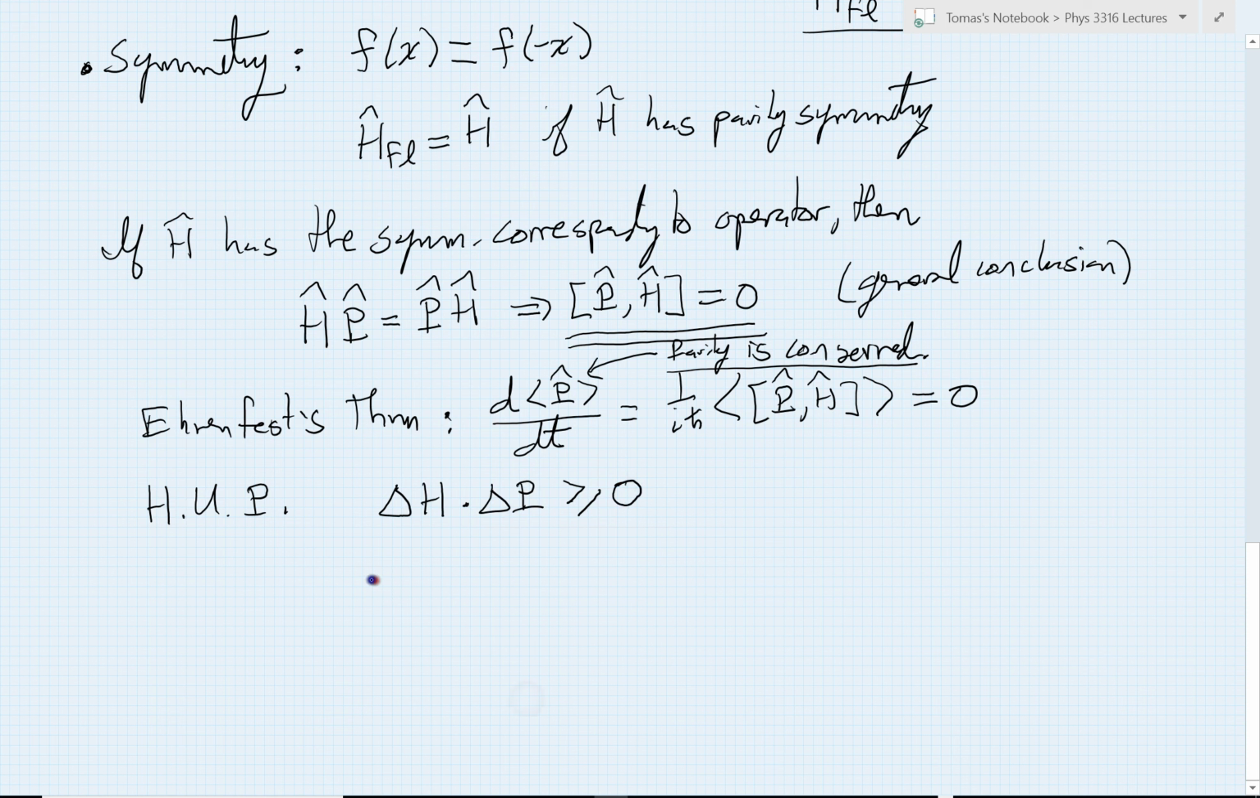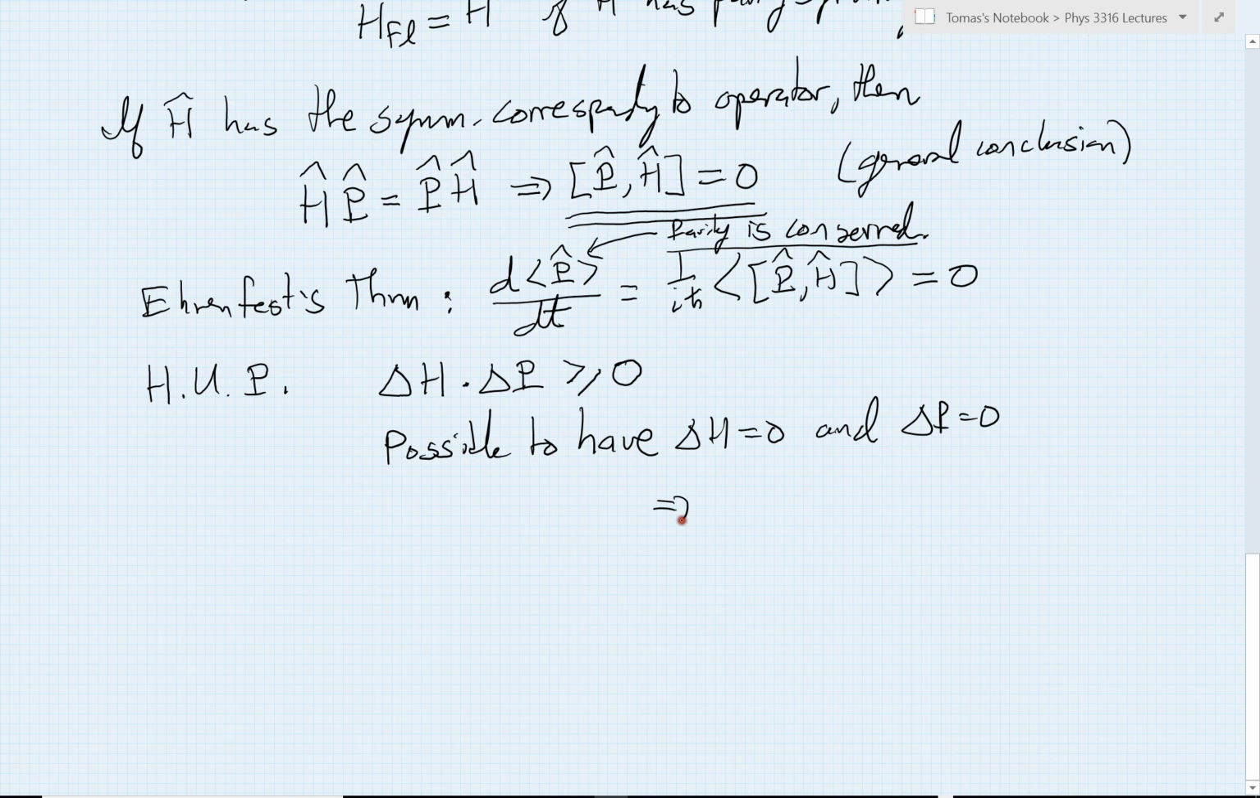It is possible. So therefore, we see it's possible. It doesn't prove that it ever happens, but at least now we know it's possible to have delta H equals 0 and delta P equals 0 simultaneously in the same state. But delta H equals 0 means I could have a pure state of energy and at the same time a pure state of parity.